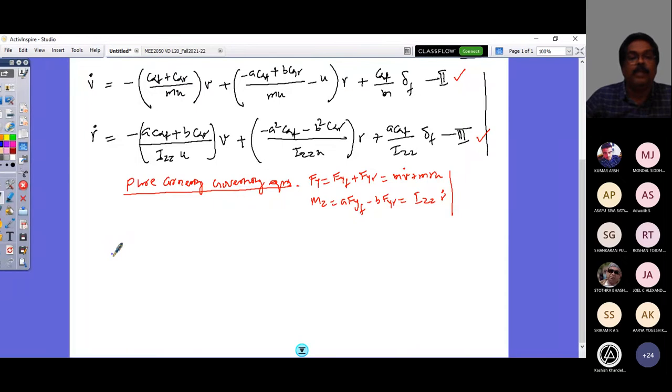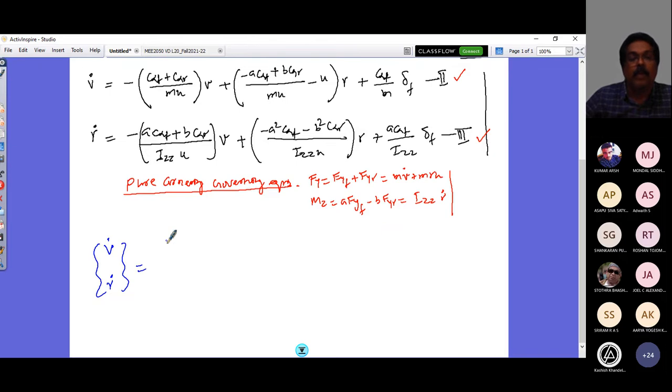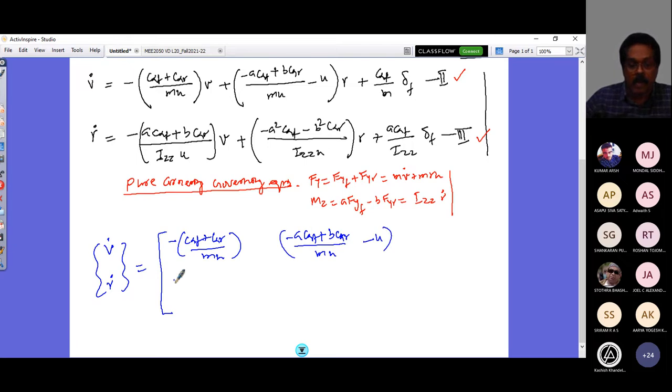So what was that equation? Let me just put that V dot R dot, that's equal to, so we had here minus C alpha F plus C alpha R by mu, minus A C alpha F plus B C alpha R by mu minus U, and you have minus A C alpha F plus B C alpha R by IZ is at U. I'm just combining these coefficients here.